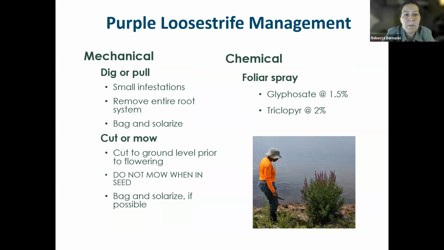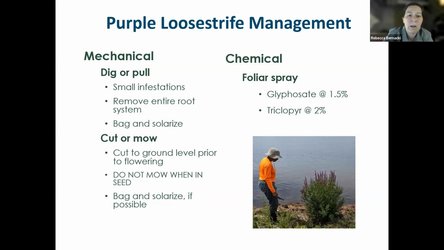As far as purple loosestrife management goes, for small infestations, we can dig or pull up those plants, always being sure to remove the entire root system. We can then place those plants into a bag and solarize them until they become partially decomposed, and then dispose of them in a normal trash stream. We can also cut or mow the species.